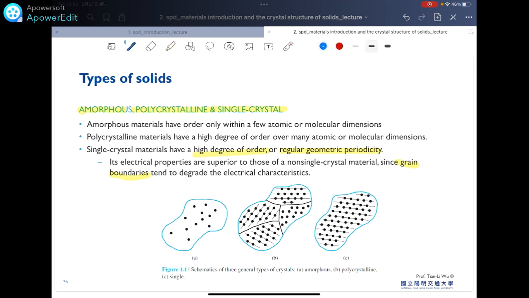So where is the grain boundary? This is the grain boundary. These are the grain boundaries. So the grain boundary can degrade our electrical performance here. So usually we want to make the grain boundary as small as possible.